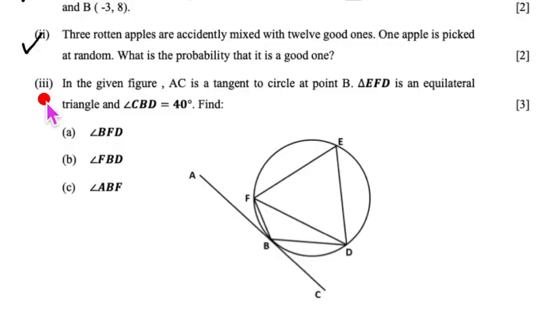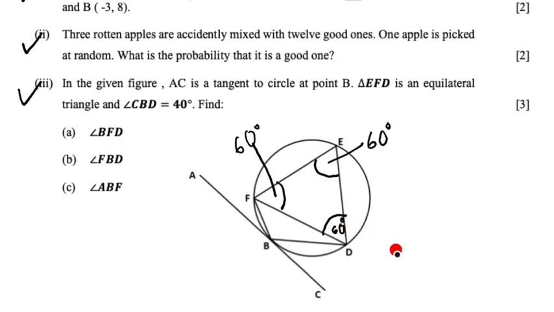Okay. We now come to the third part of the second question. This is a 3 marks question. AC is the tangent to the circle at a point B. Triangle EFD. Where is EFD? This one is an equilateral triangle, which means this is going to be 60 degrees, this is going to be 60 degrees, and this angle also is going to be 60 degrees.